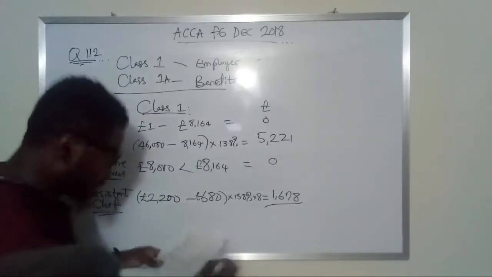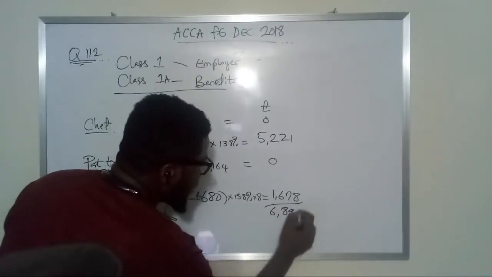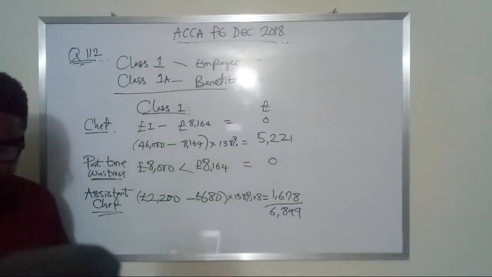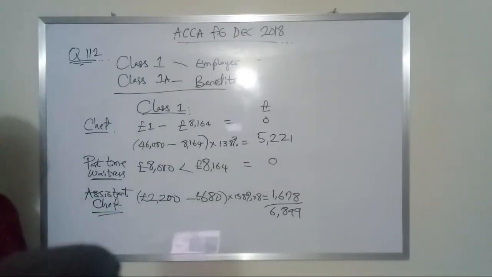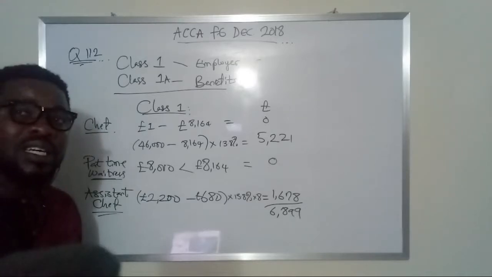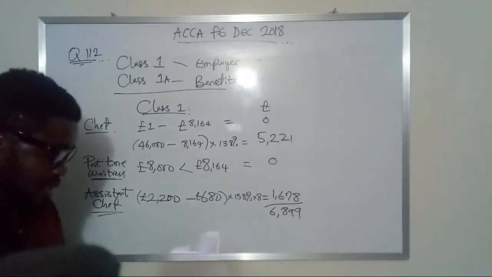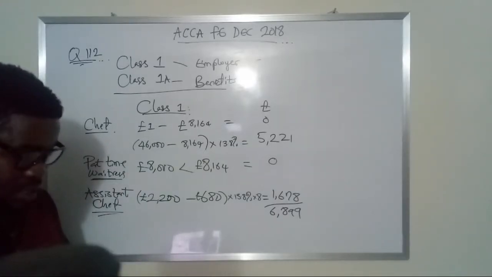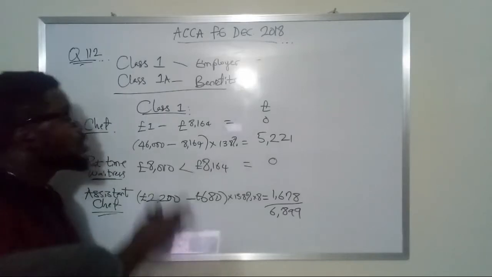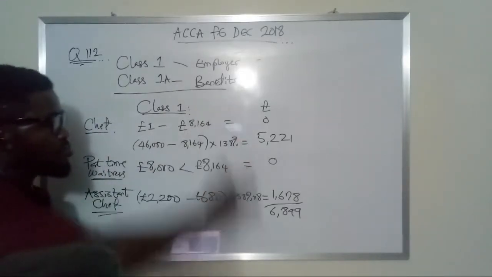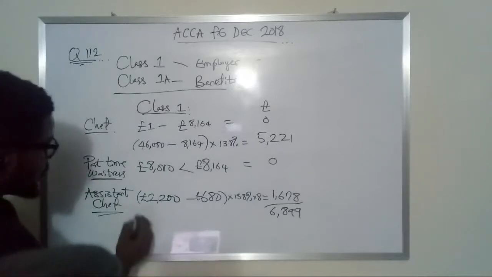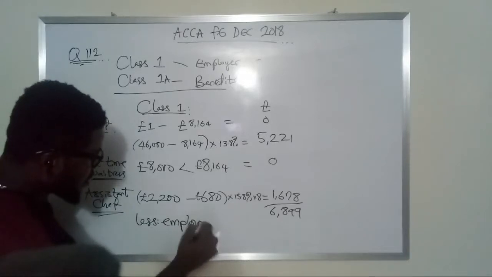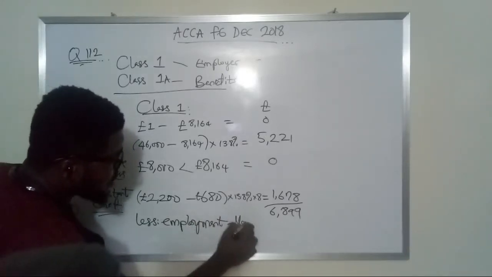Add that all up and it will be 6,899. But you're not done yet. Because one of the advantages of having a business is that you are being given an employment allowance. So, though you pay this for your employees, you are entitled to less employment allowance of 3,000.